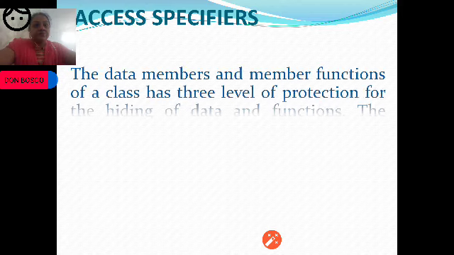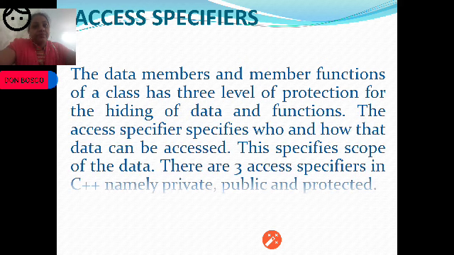Let us discuss access specifiers. As we discussed earlier, the data members and the member functions are defined under three sections, that is private, public and protected. These three sections are also called access specifiers. So let us know what is an access specifier. The data members and the member functions of a class have three different levels of protection.